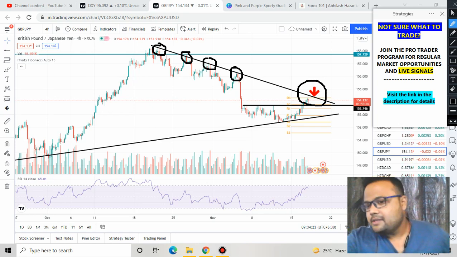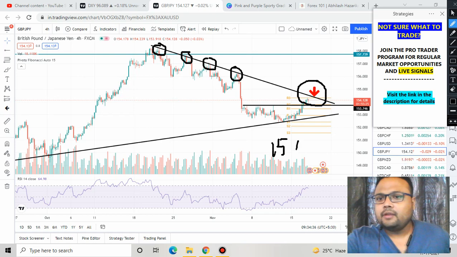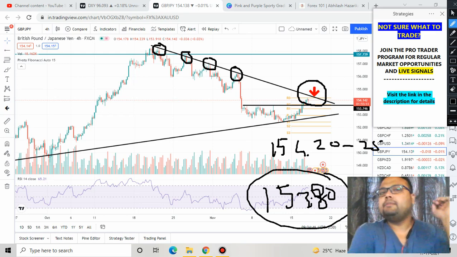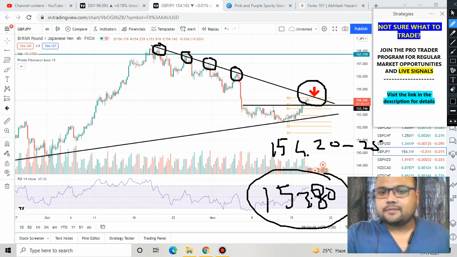If GBP JPY reverses from the trend line, you can take a sell position. This won't be a very big trade. You'll be taking a sell position at around 154.20 or 25, and your take profit target will be 153.80. Clear? So it's around a 40-50 pip trade, but still not bad, very good. If the market reverses from the trend line, you can take a sell position, and this will be your take profit target. That is your first trading opportunity.